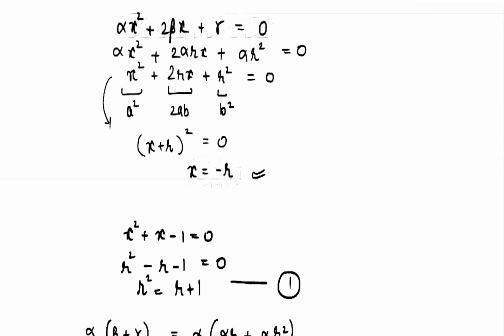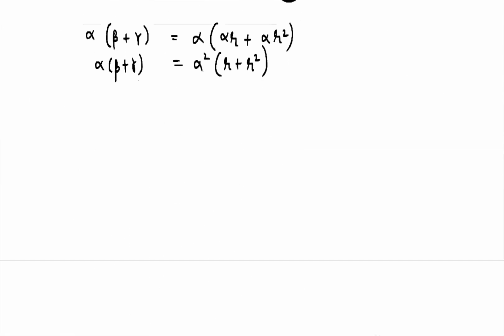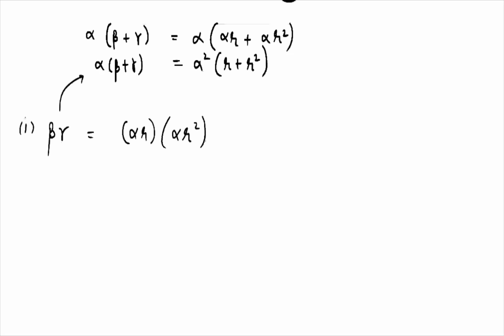Now let us check the first option. First option is beta into gamma. Let us check whether this value is coming to this or not. So beta gamma. Beta was alpha into r, and gamma is alpha into r square. So this will be equals to alpha square into r square.